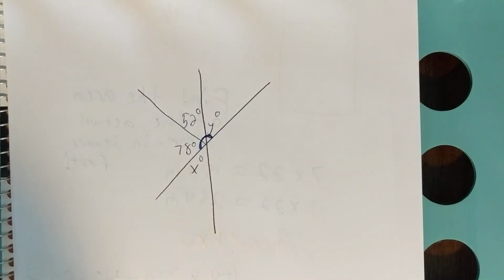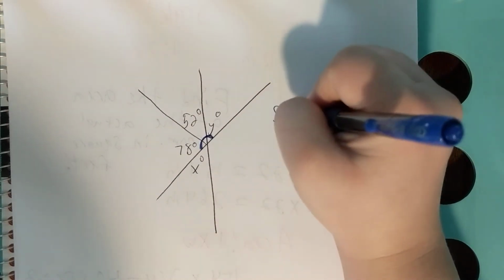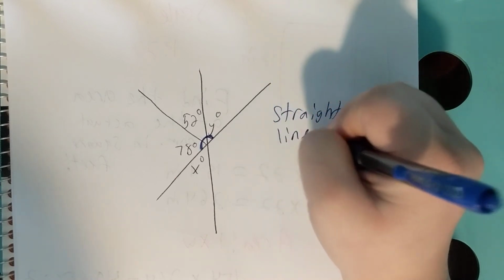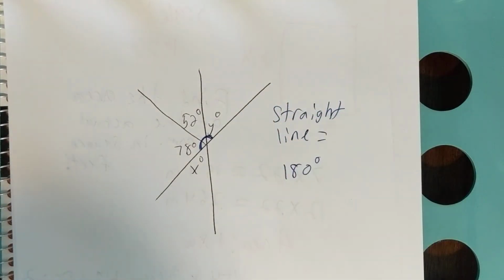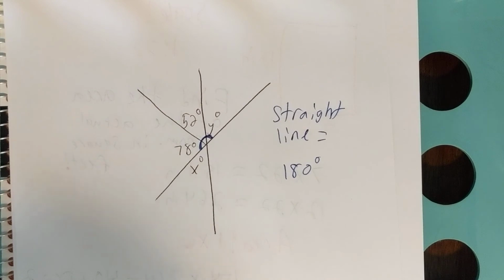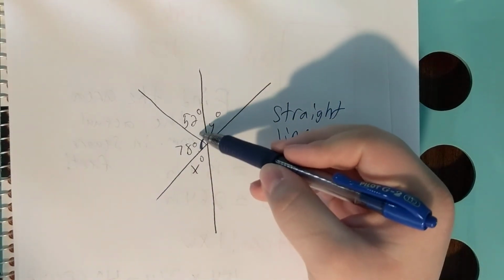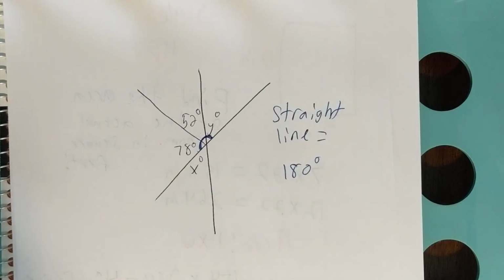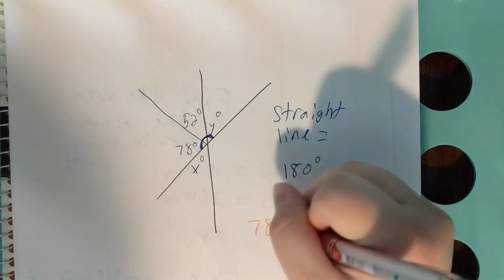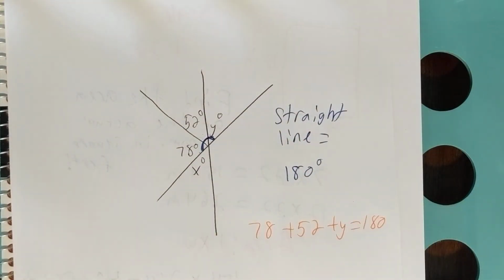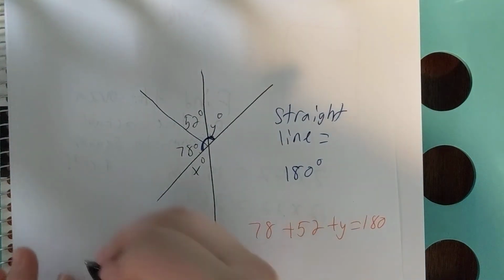And I know that a straight line is 180 degrees, just like a triangle. You'll notice a trend here. A lot of things have to be 180 degrees. So a straight line is 180 degrees. That means these three added together has to equal 180. So 78 plus 52 plus y equals 180. So I'm going to do the same thing I did in that other problem.